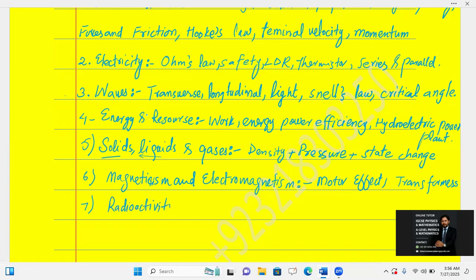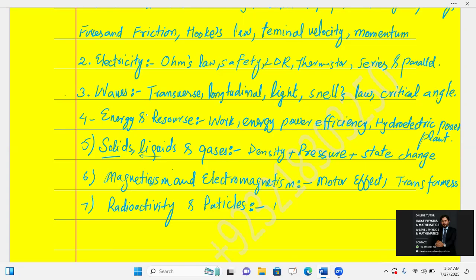Section 7 has radioactivity and particles, which is nuclear physics. We will talk about isotopes. We will talk about radioactivity: elements with atomic number greater than 82, and for lower atomic numbers, there are isotopes which are naturally not stable. And we will talk about the characteristics of alpha, beta, and gamma. So we are going to take radioactivity first.